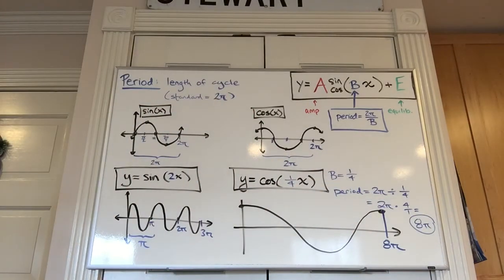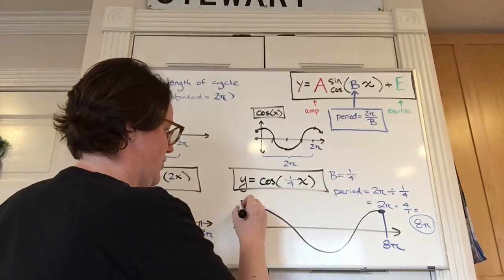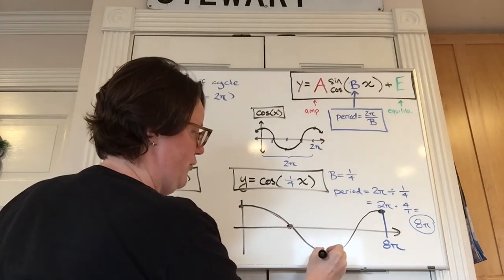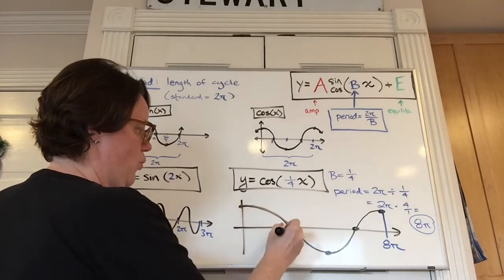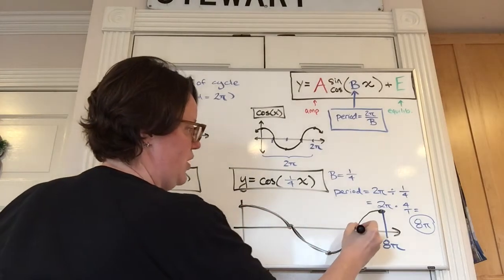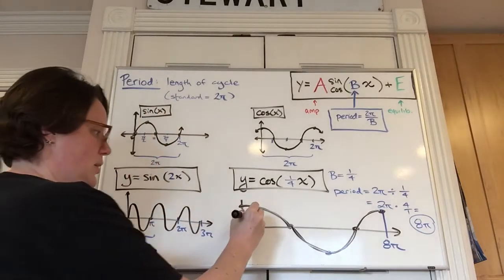Something I talked about in the last video is how you usually have 4 sections of one of these graphs in accordance with the 4 quadrants. So like 1 quadrant, 2 quadrants, 3 quadrants, 4 quadrants.